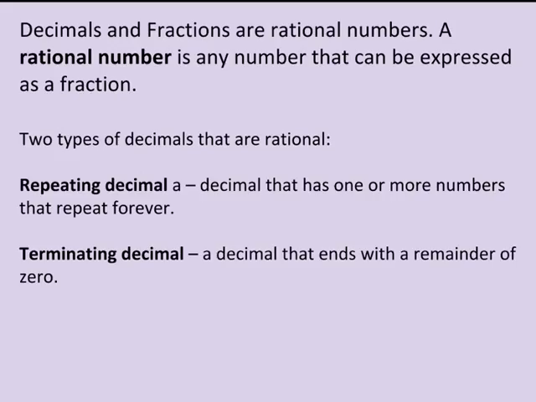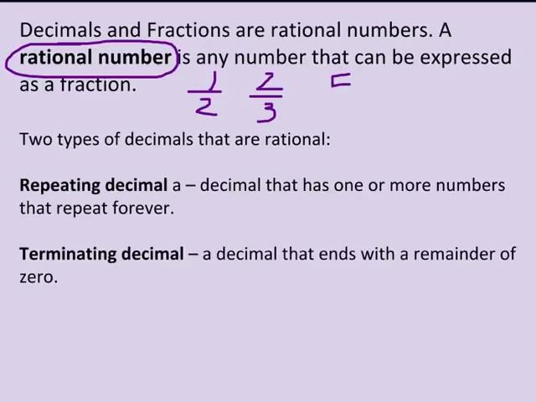So decimals and fractions are rational numbers, okay? And a rational number is any number that can be expressed as a fraction. So if you can write it as a fraction, it's considered a rational number. So let's say, for example, 1/2, that would be considered a rational number. 2/3 is a rational number.